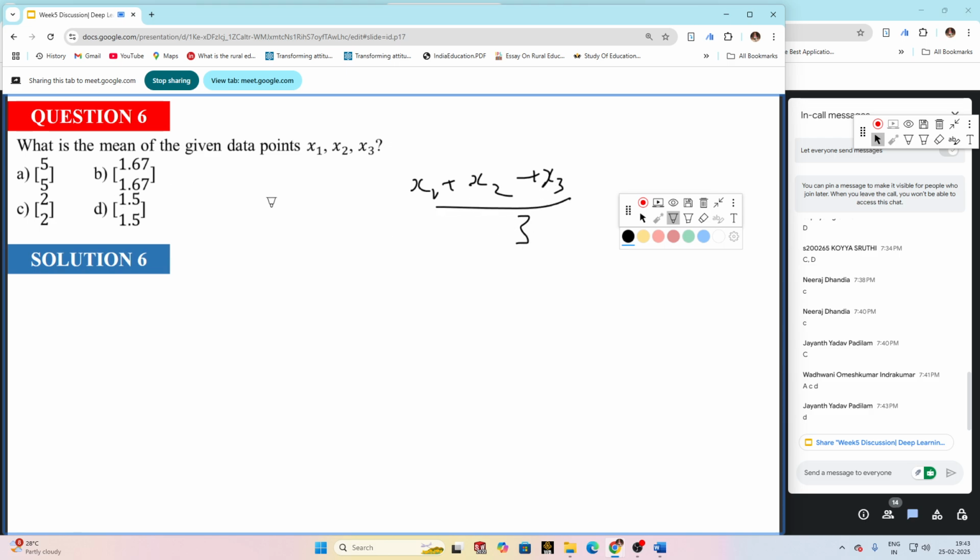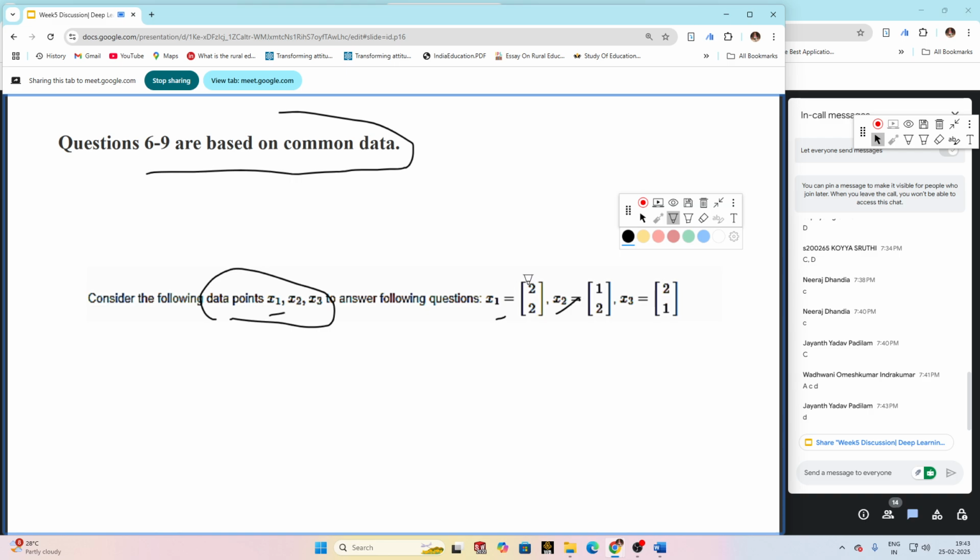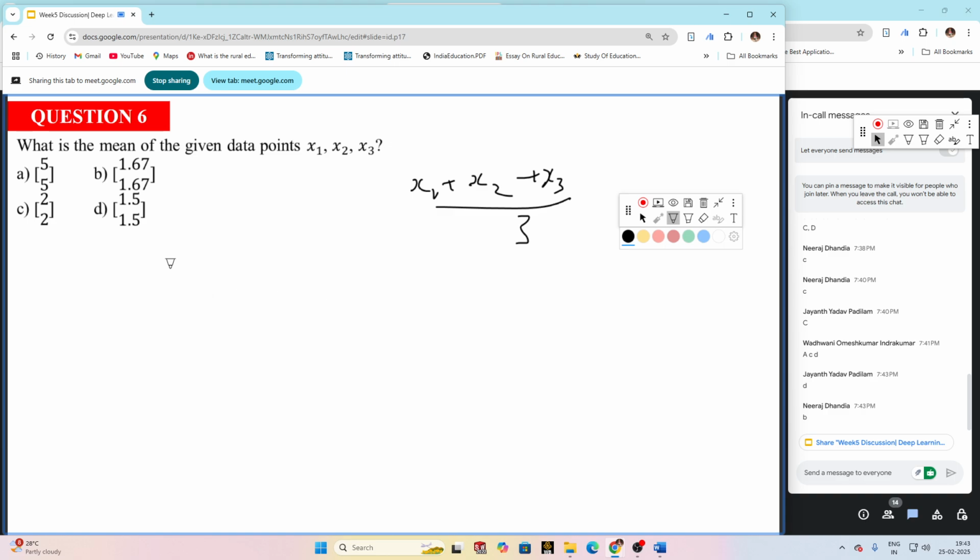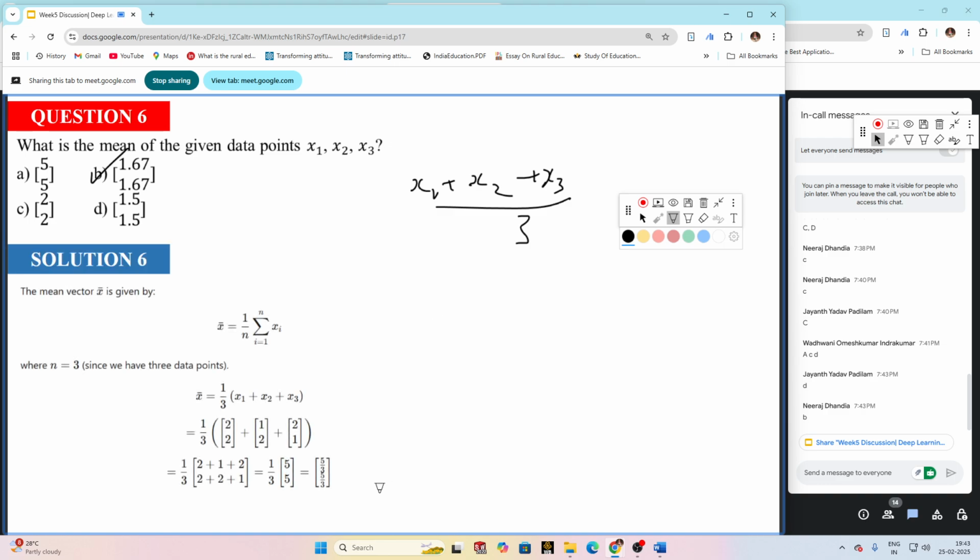Just add 2 plus 1 plus 2, that is 5, and 2 plus 2 plus 1 is 5. So 5 by 3, 5 by 3 will be your answer, which is option B. So option B is your answer. Clear, right? Not D but B.